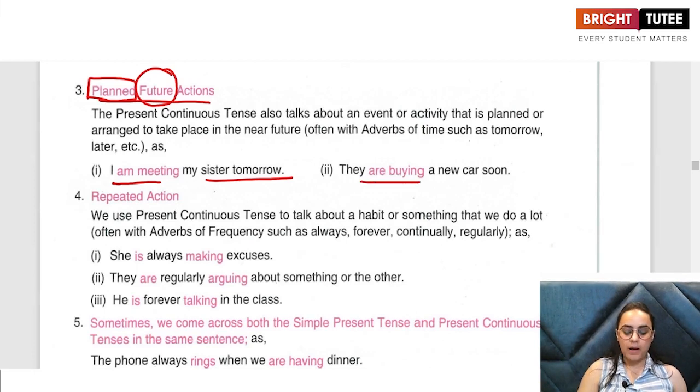They are buying a new car soon. Very soon they will buy. They have not bought it. They are not going to buy it today. They have neither bought it nor are buying it, but will buy it sometime soon. But since it is planned, therefore we use the present continuous tense.